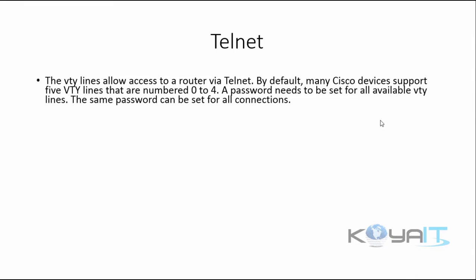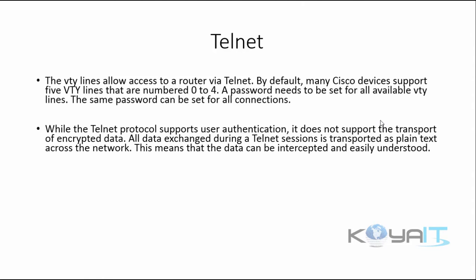The VTY lines allow access to a router via Telnet. By default, many Cisco devices support 5 VTY lines that are numbered from 0 to 4. A password needs to be set for all available VTY lines. The same password can be set for all connections. While the Telnet protocol supports user authentication, it does not support the transport of encrypted data. All data exchanged during a Telnet session is transported as plain text across the network. This means that the data can be intercepted and easily understood.